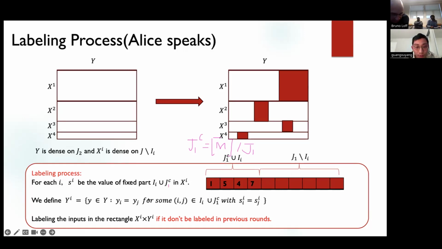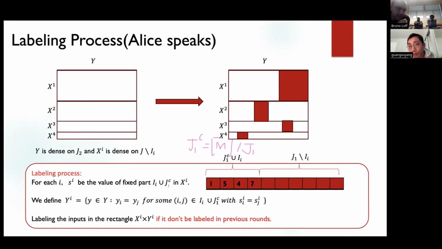Very good. And now you define YI to be the guys on Bob's side of the rectangle that have a collision. Collision in a fixed part of any. You look at X1, Y. You can know for each Y whether it can find the collision in the fixed part.